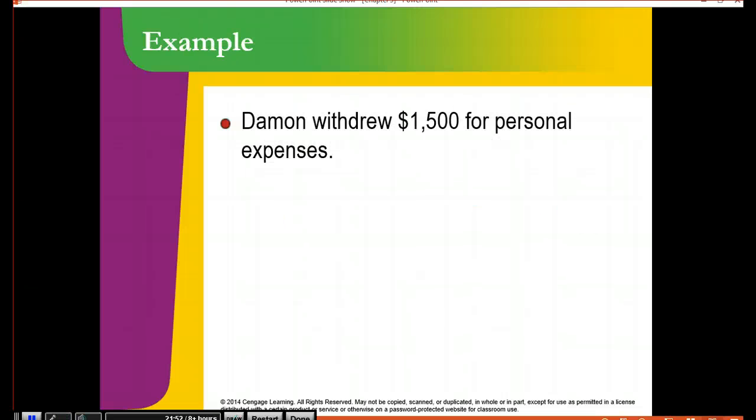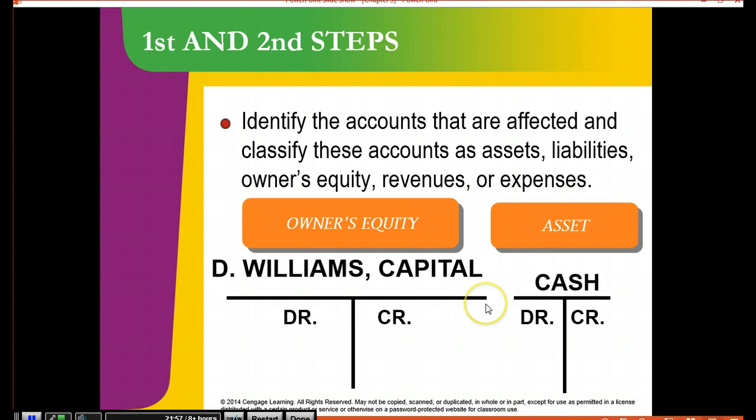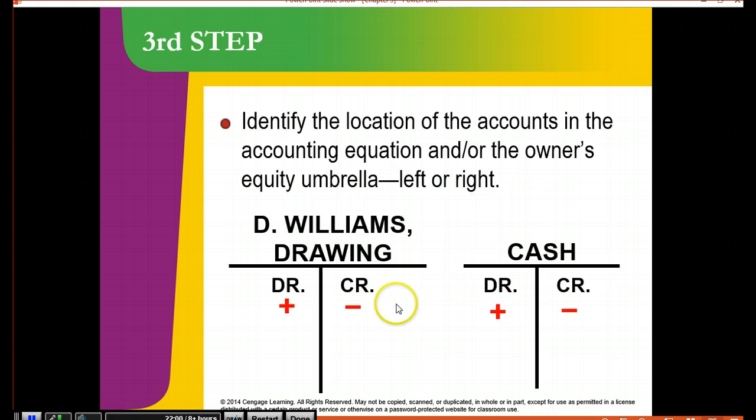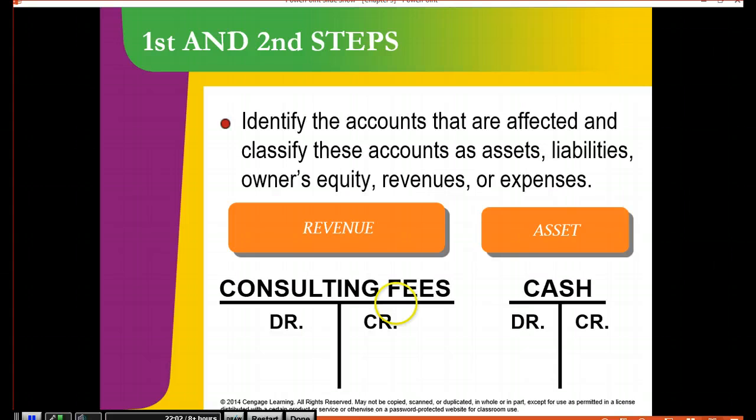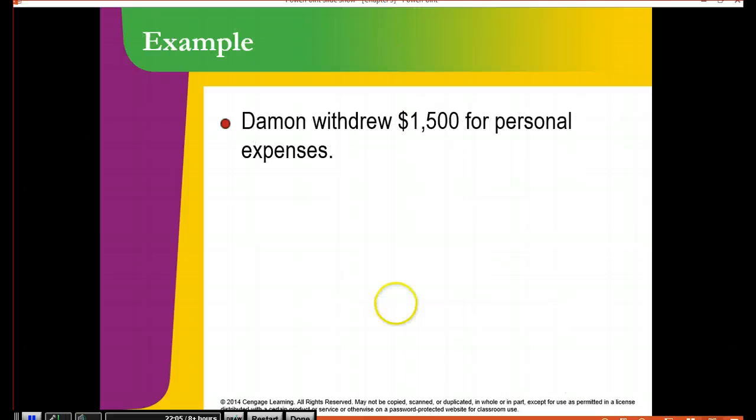Now, Damon Williams, I guess that was the name of the last one. Damon Williams withdrew $1,500 for personal expenses. Now the key word there is personal expenses. I'm sorry, I must have hit the arrow key on the mouse. Went a little bit too far. $1,500 for personal expenses means withdrew and personal, it goes to the drawing account. The owner is taking money out of the company. All right. It doesn't say withdrew 1,500 of what, like equipment or anything like that.